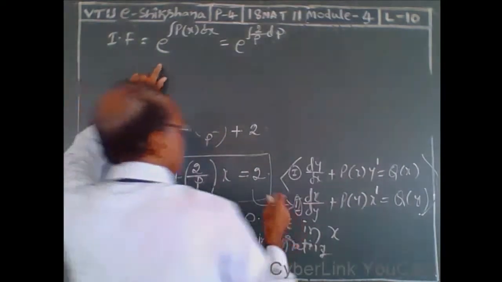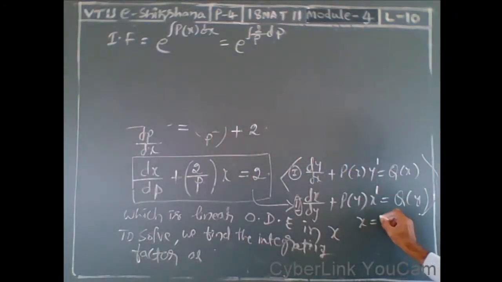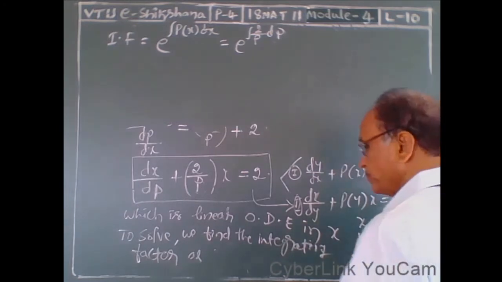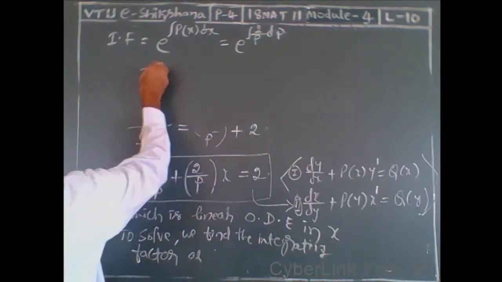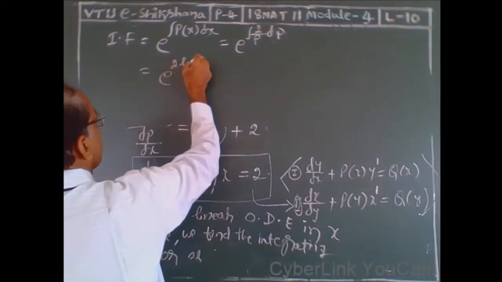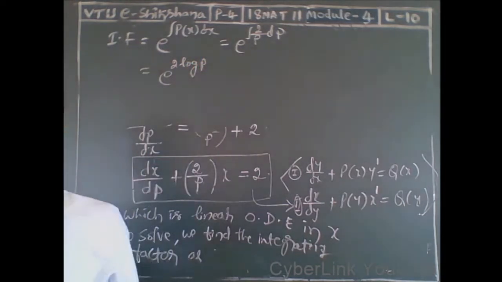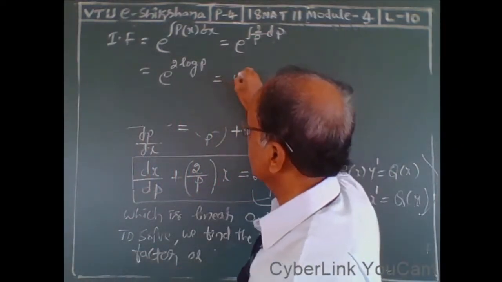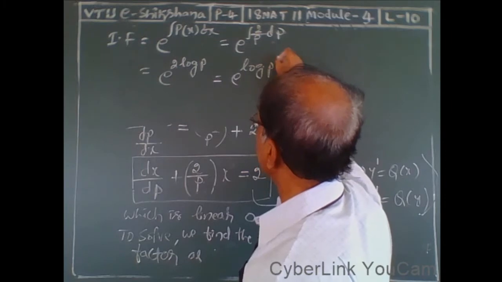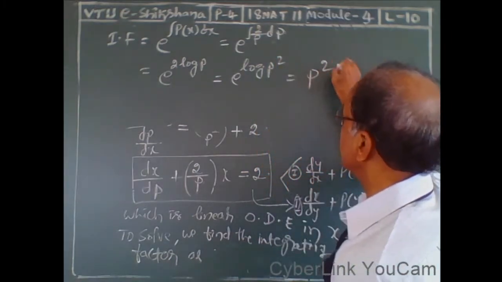So in place of y, in this example, x is equal to x and y is equal to p. Therefore, the integrating factor is equal to e to the power integration of y of p, that is dy. So this is the term we are going to represent as the integrating factor. Then e to the power 2 log p. What is the integrating factor we are going to write? This is equal to e to the power log of p square, so it is only p square.